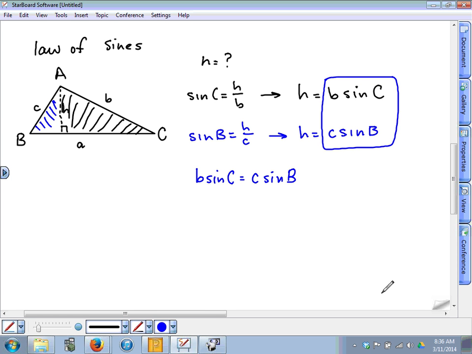We're going into the proof of the law of sines. Are we clear on where we're going with this so far? I'll give you a minute to catch up.